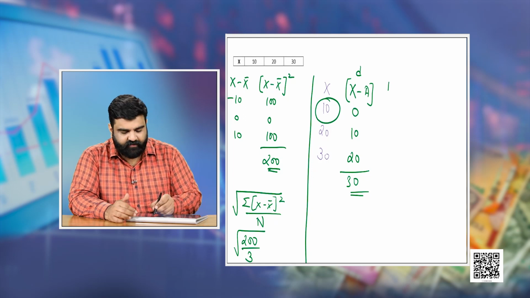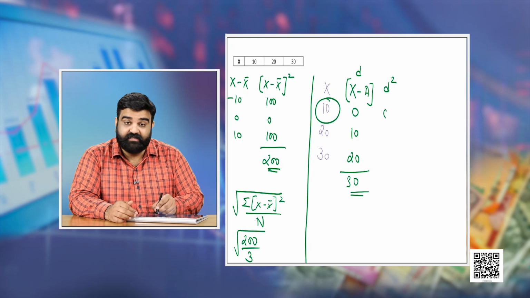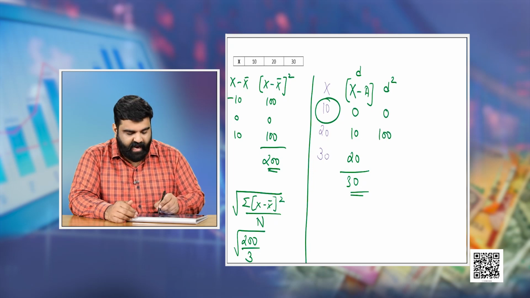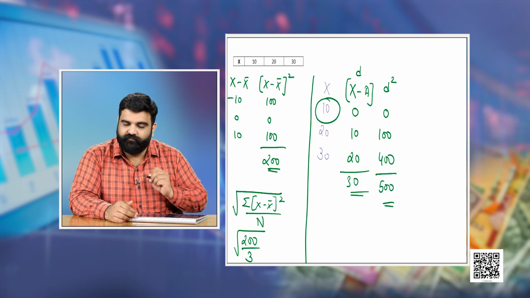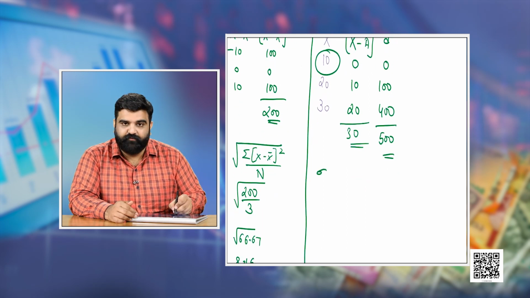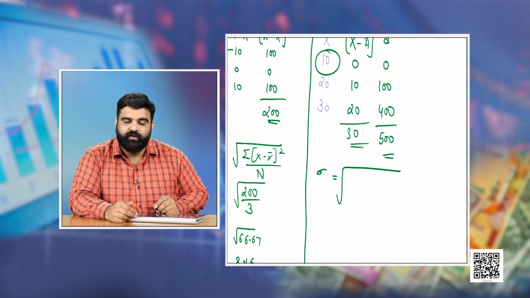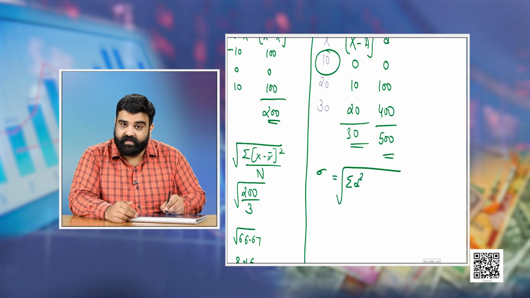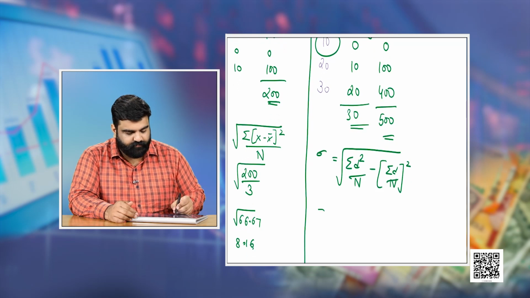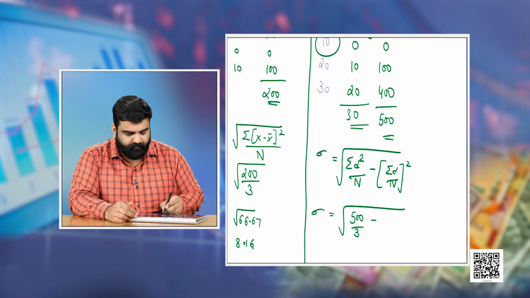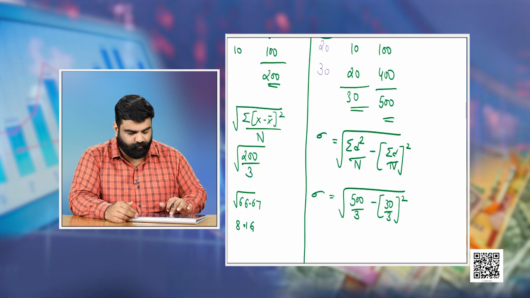Now, let us calculate d square, which will be 0, 100 and 400. The total to this will be 500. Now, let us apply the formula using the shortcut method. So, the formula is sigma d square by n minus sigma d by n the whole square. So, let us put in the values. We have 500 by 3 minus 30 by 3 raised to the power of 2.